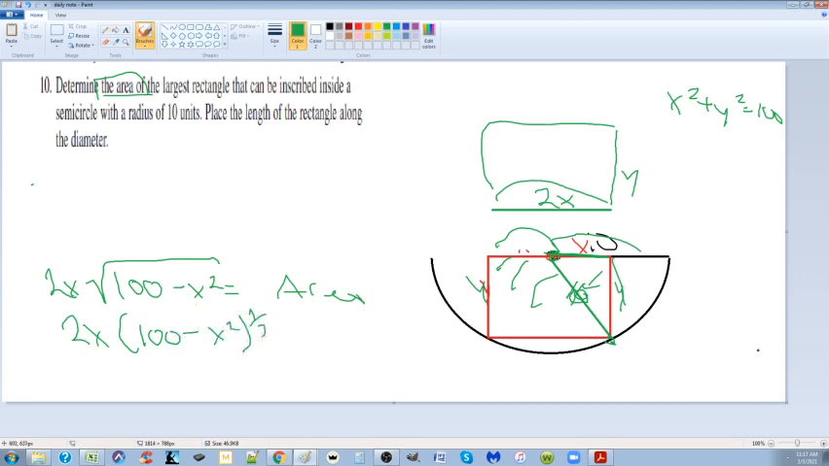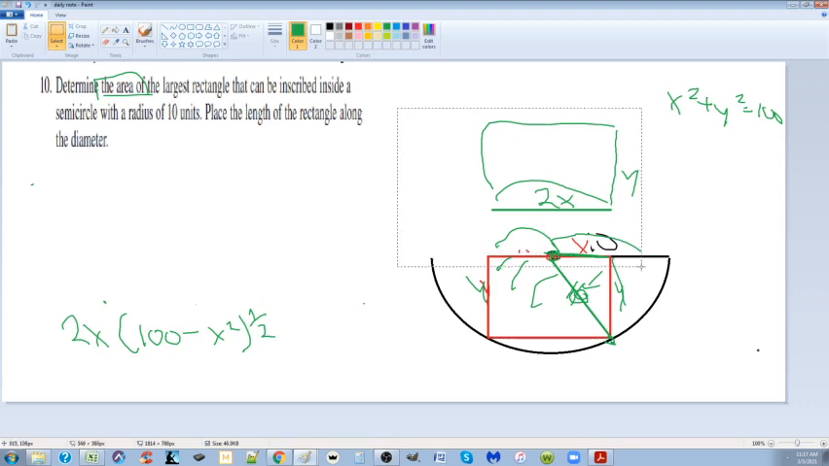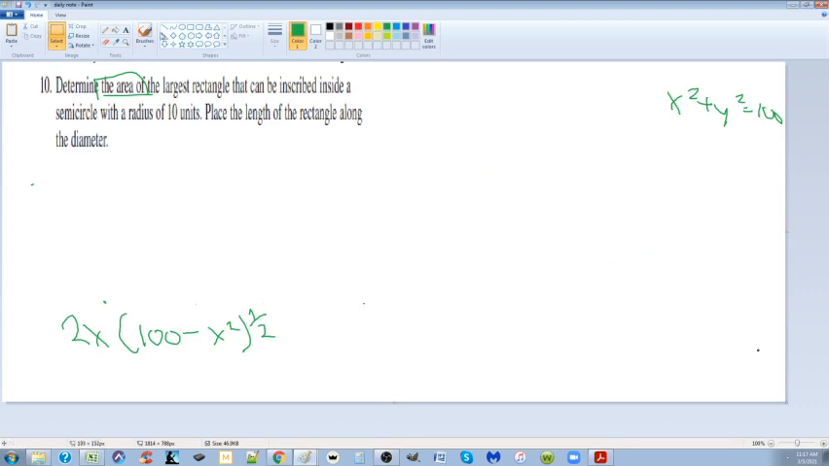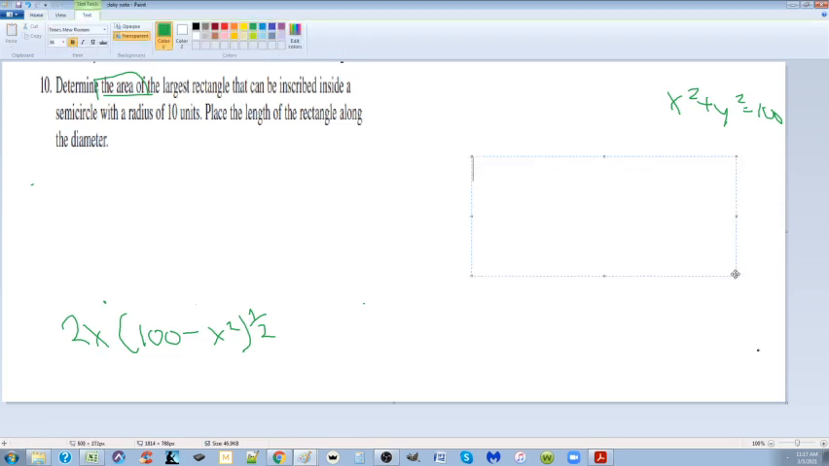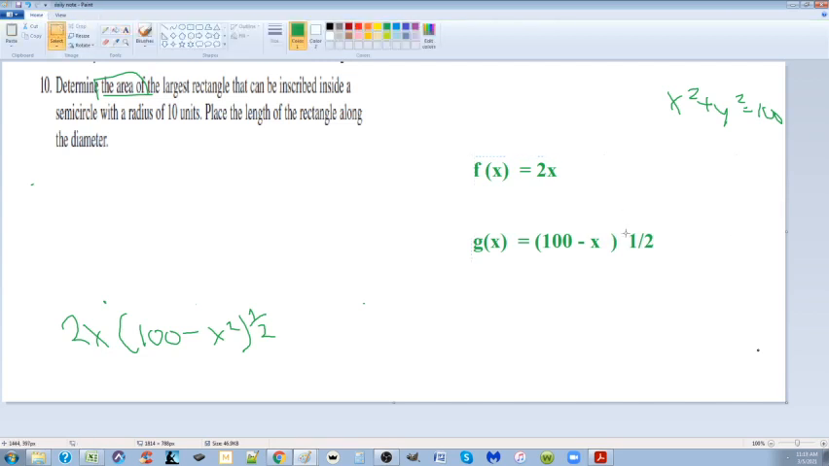That's what that means. I'm going to take its derivative, and I have a product, right? So I'm going to just put aside all my visualizations for now. And I'm just going to call f of x my 2x. I'm going to call my g of x, and this is just for people learning, many of you don't need this, 100 minus x squared to the half. Okay. And I'm going to rejig it before I forget.